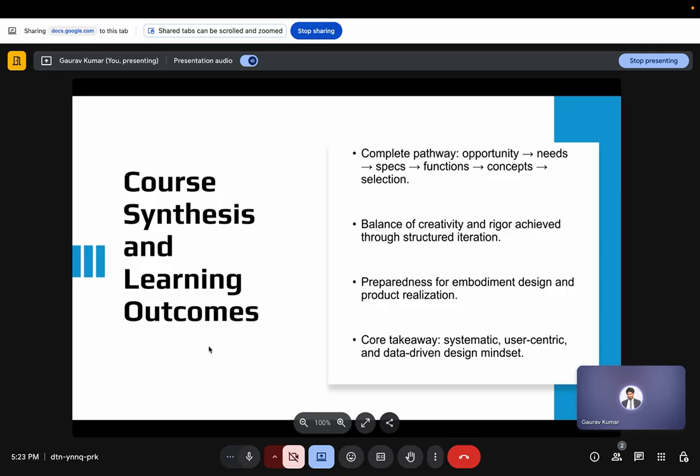With these methods, designers are fully prepared to enter the embodiment design phase, where concepts are translated into tangible products. The emphasis on user-centricity, system integration, and data-driven validation ensures that the final solutions are sustainable and contextually relevant. The ultimate takeaway from this course is a systematic, evidence-based, and empathic design mindset, a mindset that transforms imagination into innovation and vision into viable engineering reality.